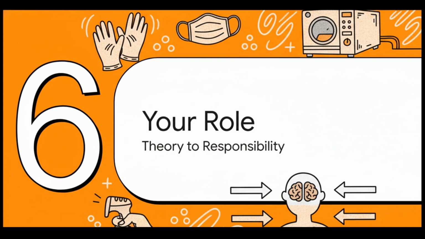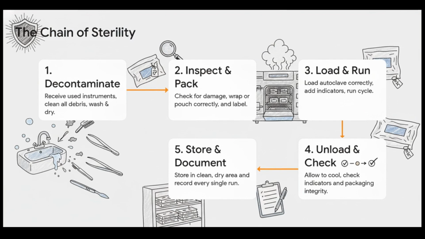Okay, so we've covered the what, the why, and the how. But now we need to talk about the most important part of this entire equation, you. As an operation theater technician, this whole process, it's your responsibility. It's your domain. You are the guardian of sterility, and it's a long chain of events, as you can see. It starts with proper decontamination, because you can't sterilize something that's dirty. Then you have to wash, dry, and inspect every single instrument. Then you pack it, load the sterilizer correctly, and run the right cycle. And you're still not done. Afterwards, you have to unload, check every single indicator, store the items properly, and document everything. Every single step is a link in that chain, and if one link breaks, the whole thing fails.